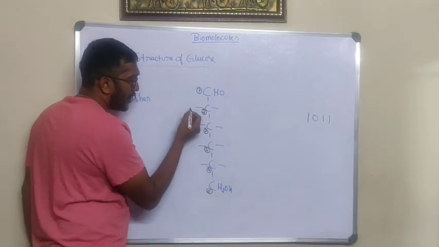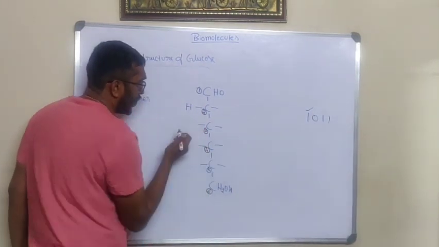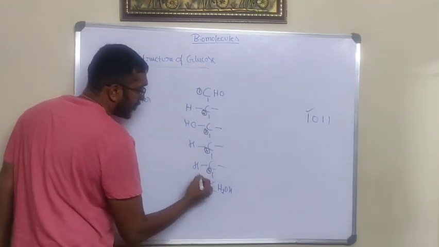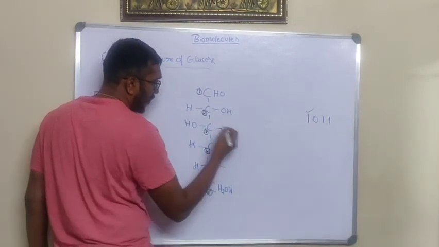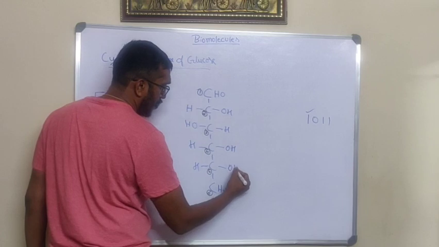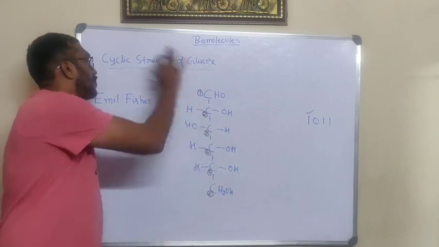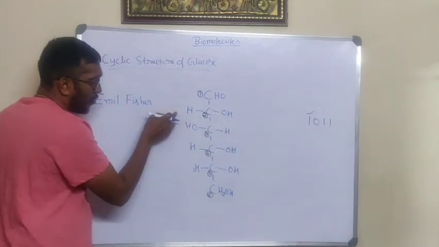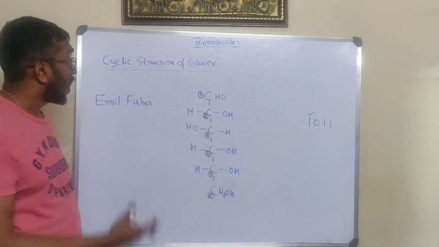What is the formula? 1011. 1 means hydrogen, 0 means OH. So if hydrogen is here, I write OH here; if OH is there, then hydrogen, H, then OH, H, then OH. So this is the open chain structure of glucose. What is the formula? 1011. That's it.